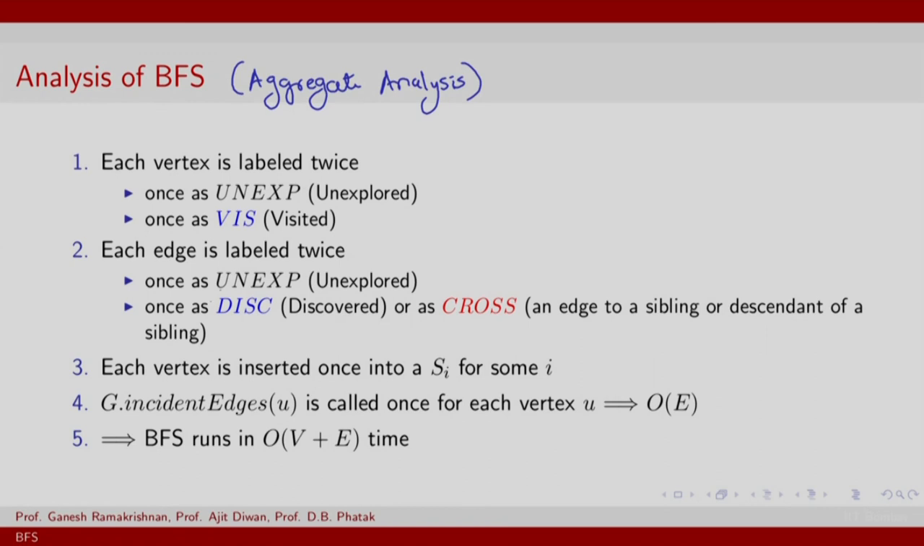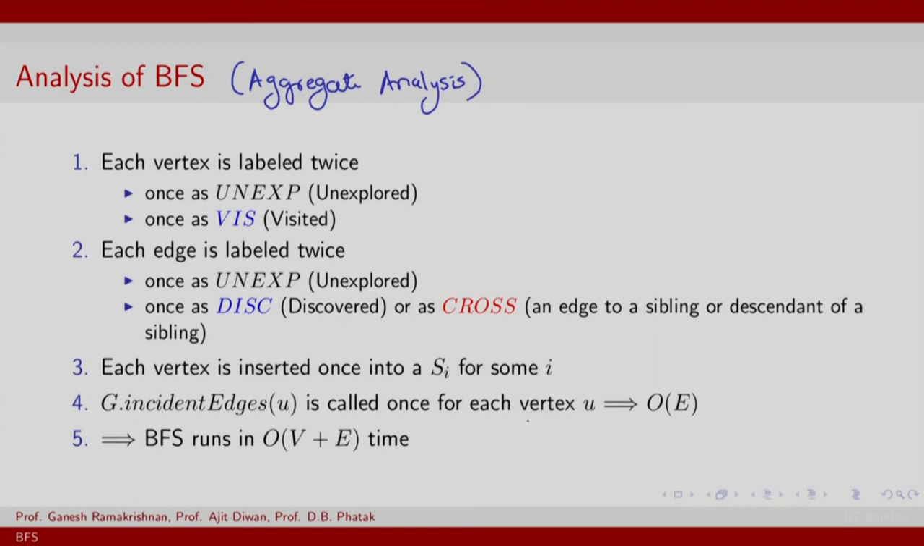Coming back to the initial algorithm, each edge is also labeled twice, once as unexplored, the other as discovered or as cross. So an edge is never labeled as both discovered and cross, it is either of them. And then each vertex is inserted once into Si for some i. It cannot be inserted into multiple Sis, merely because a vertex is inserted only when it migrates from being unexplored to visited, which happens exactly once. And you look at all the incident edges for U exactly once for each edge.